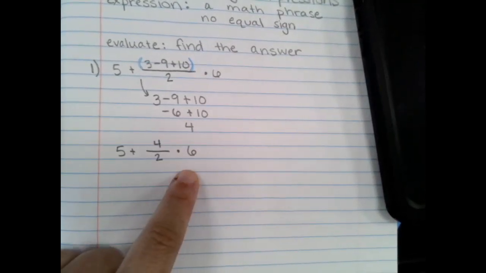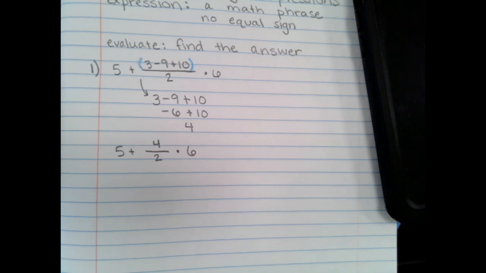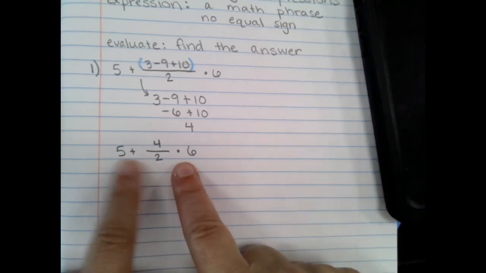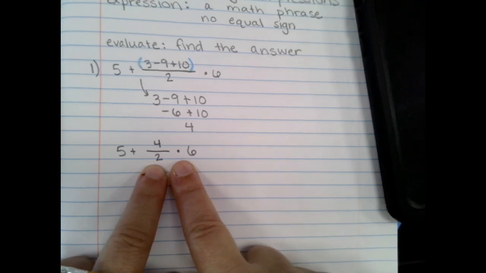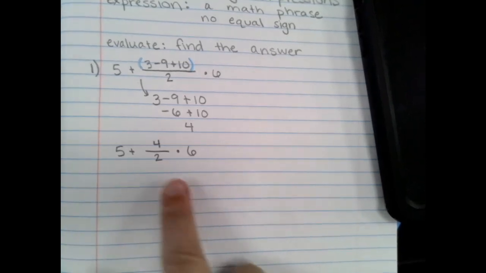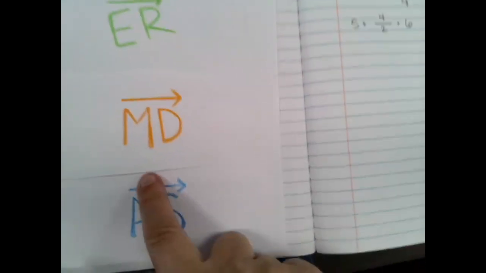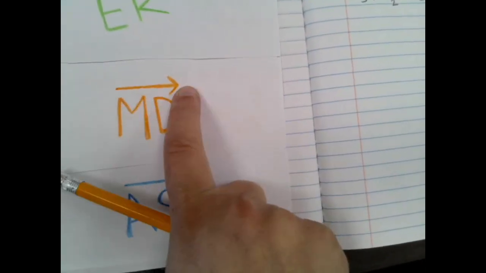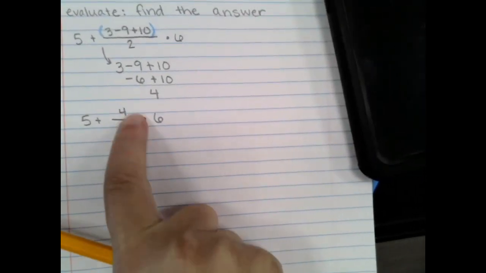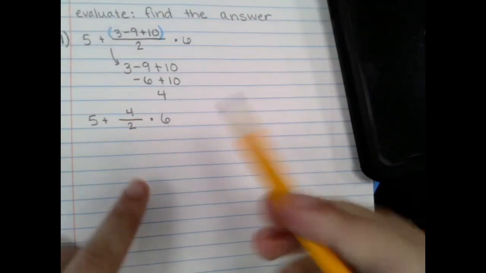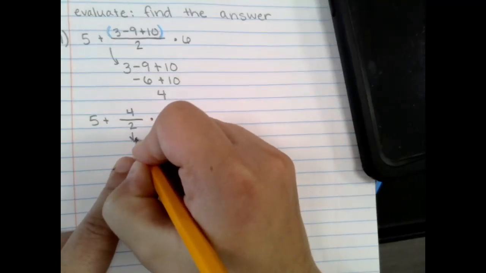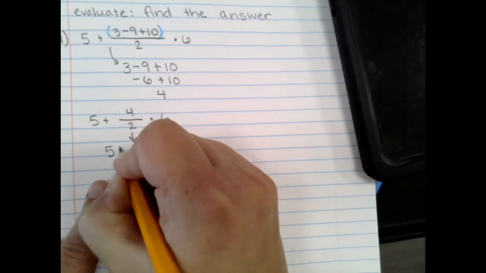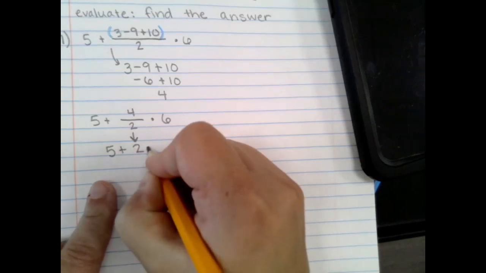All right, now are we going to add, divide, or multiply? Divide. Yeah, before adding, we for sure have multiplying and dividing. Which one comes first, the multiply or the divide? When we look at multiply and divide, it has that arrow left to right. So again, we're reading it left to right. The first thing that comes is this dividing, so we actually divide first. What is 4 divided by 2? 2. So 5 plus 2 times 6.